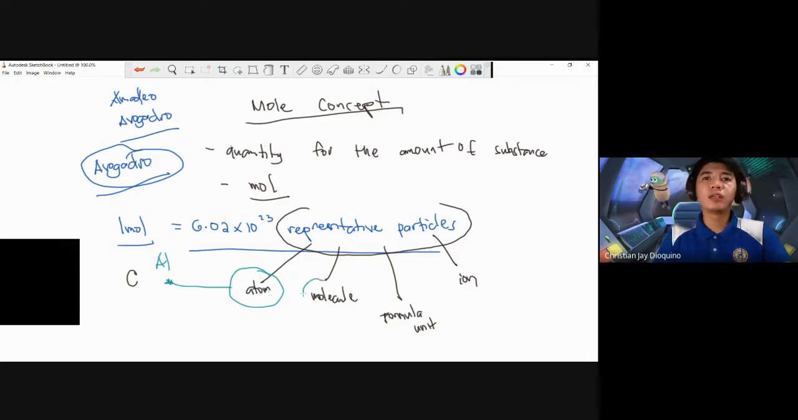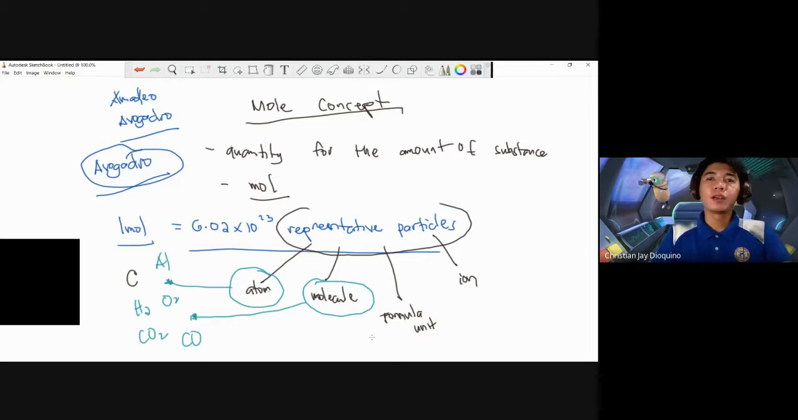Now for the molecule, ginagamit naman natin yung molecule na yan if ang given natin na substance is in a molecule form. Let's say meron tayong hydrogen gas. Okay, let's say oxygen gas, carbon dioxide, carbon monoxide. Okay, so all of the covalent compounds or molecular compounds, ang gagamitin nating representative particle sa kanila is molecule.